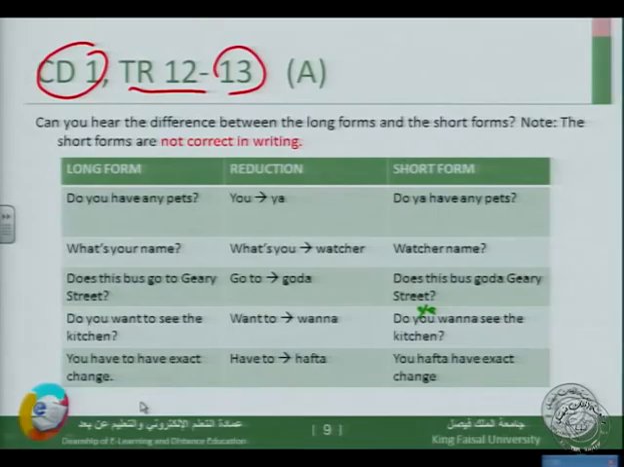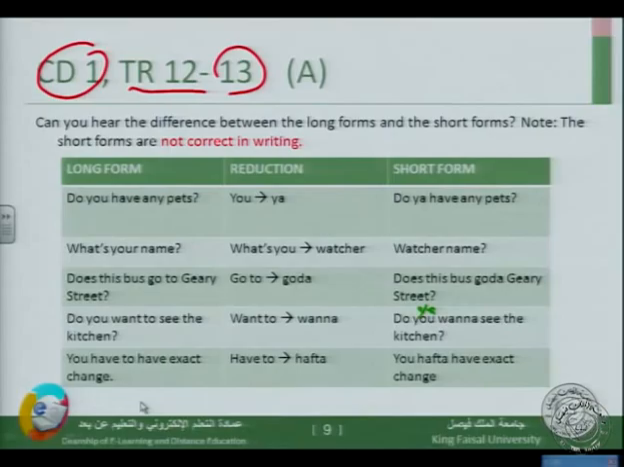You have to have exact change. You have to. Notice, you have to have exact change. Not "you have to". With the long form, you consume time to speak the whole sentence. With reductions, you're saving time. Notice, with the long form, you say, you have to have exact change.